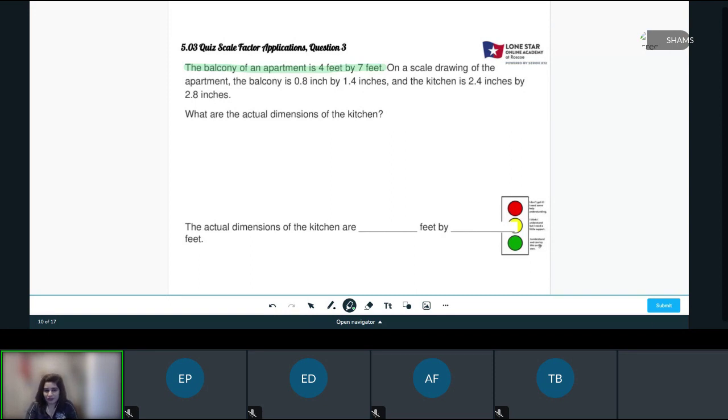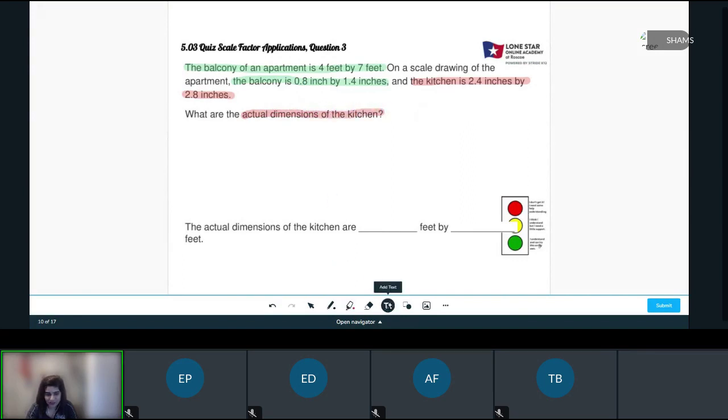Okay, the balcony of an apartment is 4 feet by 7 feet. On a scale drawing of the apartment, the balcony is 0.8 inch by 1.4 inch. Now they talk about another thing, the kitchen. The kitchen is 2.4 inches by 2.8 inches. So what are the actual dimensions of the kitchen?